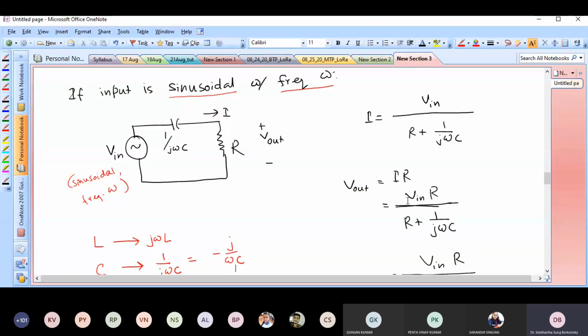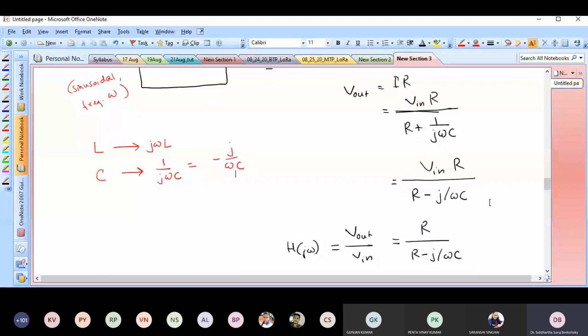And so what is I? I is, as we just found, V in divided by the total impedance, which is R plus 1 by j omega C. So V out is V in R divided by R plus 1 by j omega C, and that makes it V in R divided by R minus j by omega C if you wish to write it in the second form. So I just moved it from 1 by j omega C, I made it minus j by omega C. Okay, so it makes it easier to have the j in the numerator. That's why I did this.